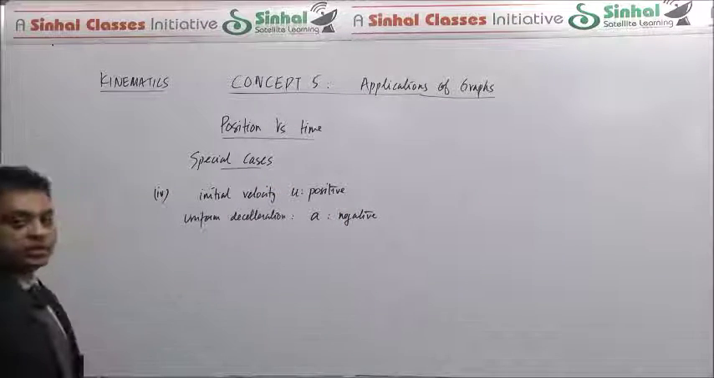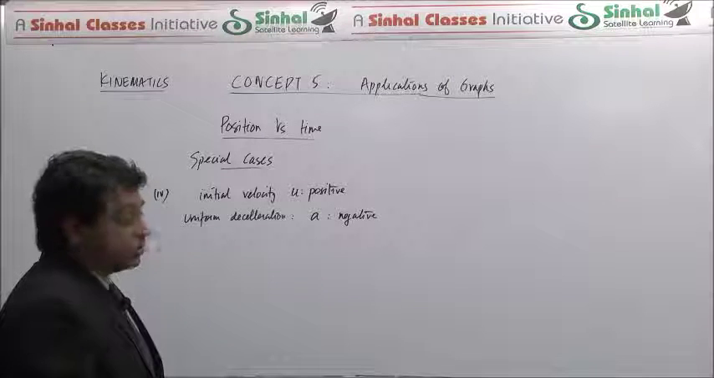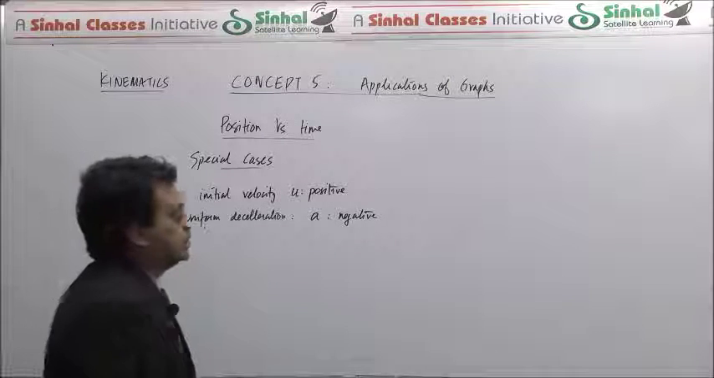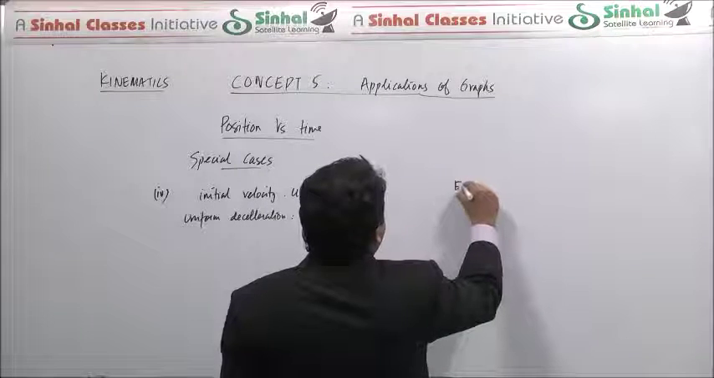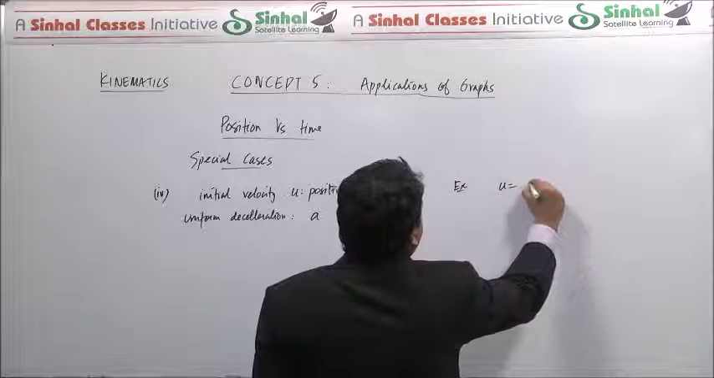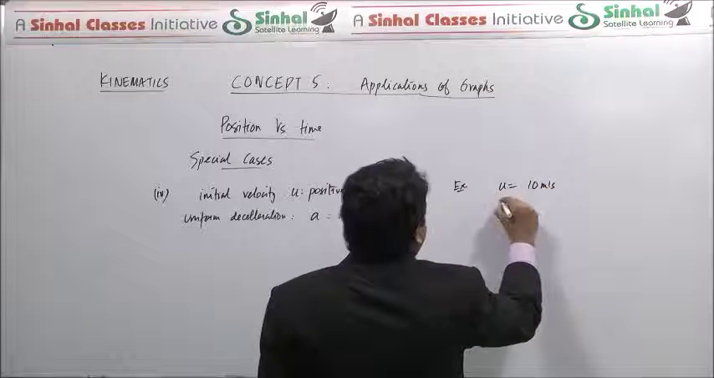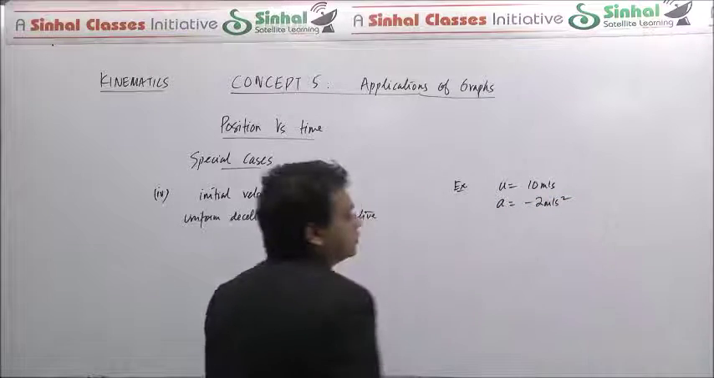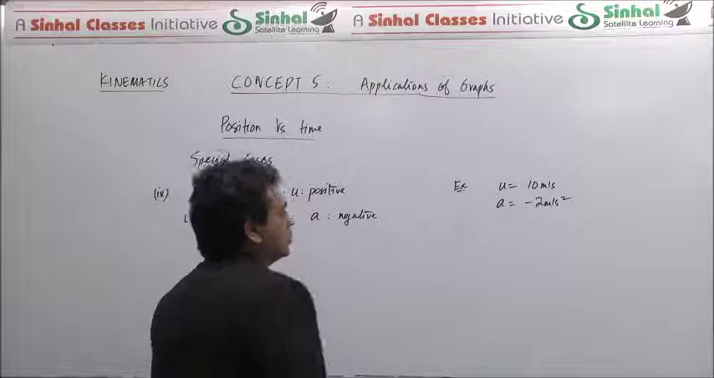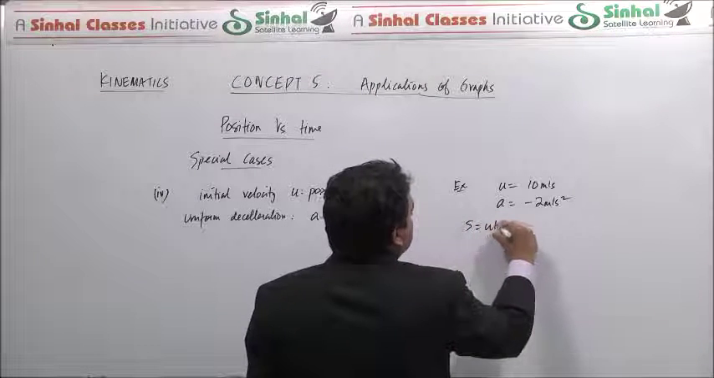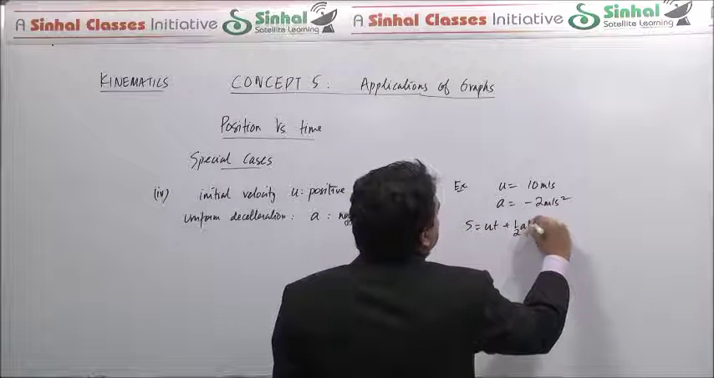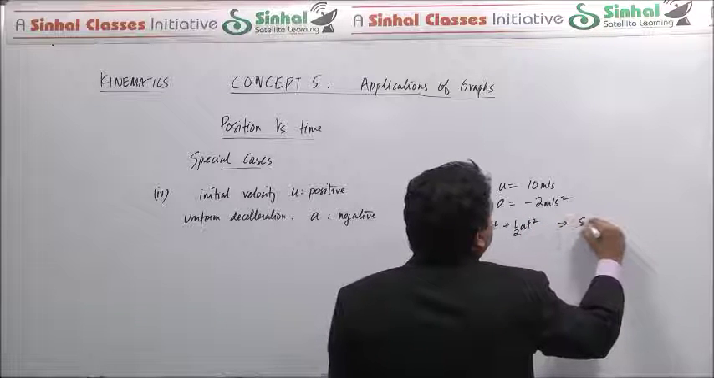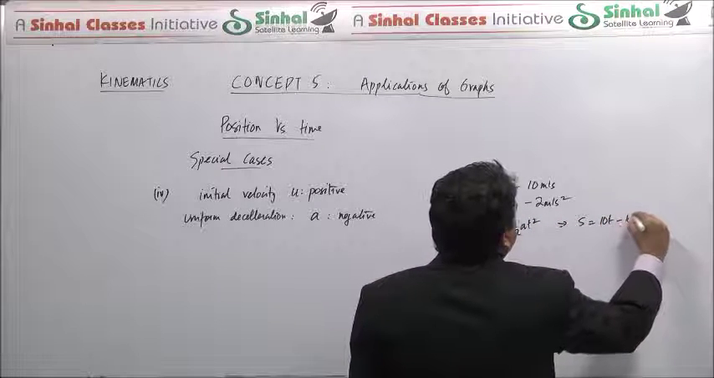Okay, so let's look at a situation where a particle is moving with a uniform deceleration. So, for example, let's take u equal to 10 meters per second and the deceleration equal to 2 meters per second square. So acceleration will be written as minus 2. So as you can see, s is ut plus half at square. So that will make it over here 10t minus t square.